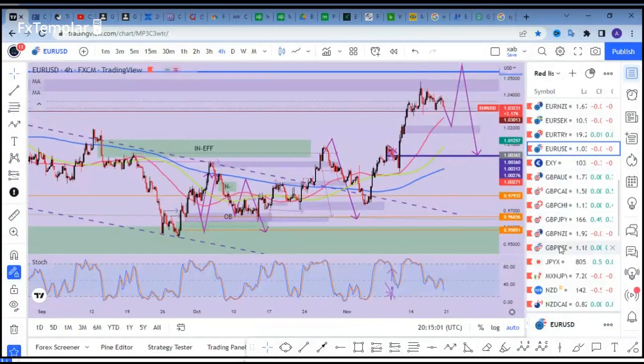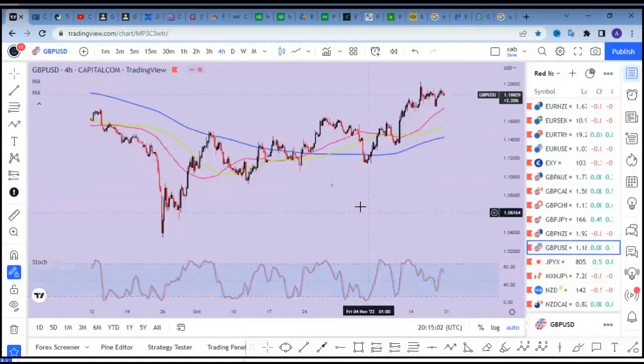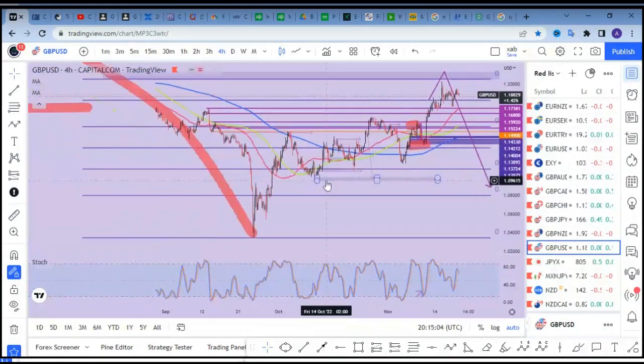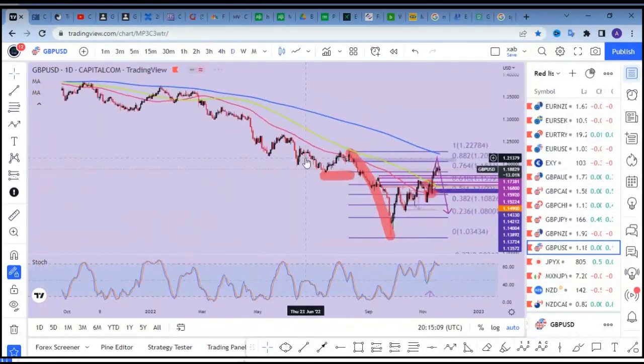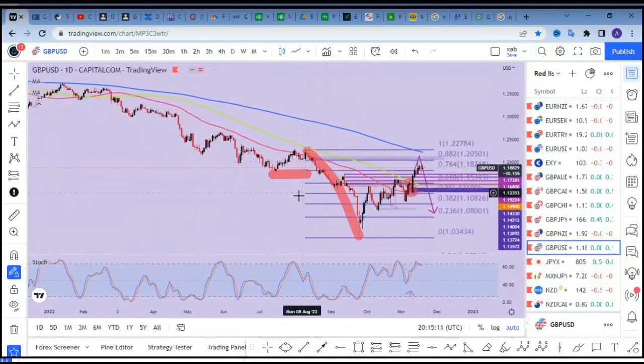So up next, let's look at GBPUSD. GBPUSD has been a sweet one. Let me take this off.